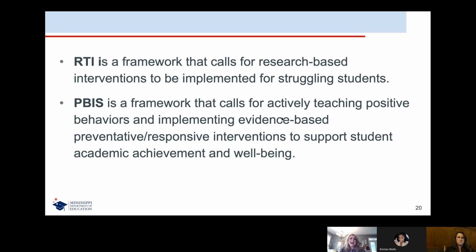And when we think of RTI, we think of our students who are struggling and what are we going to put in place for them to give them the supports that they need. With PBIS, it's also a framework, and that's looking at having positive experiences for our students, reinforcing whenever we see them behaving positively, and reinforce that with positive interventions.